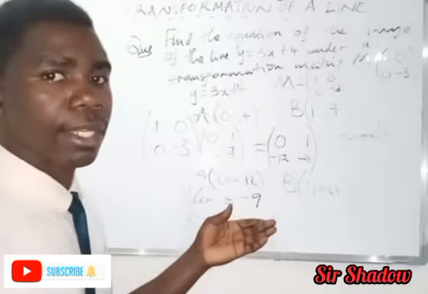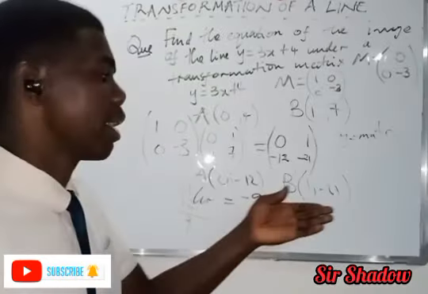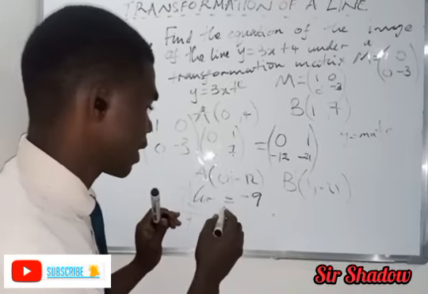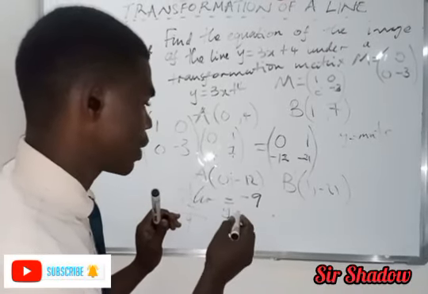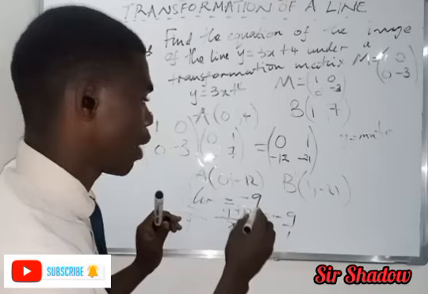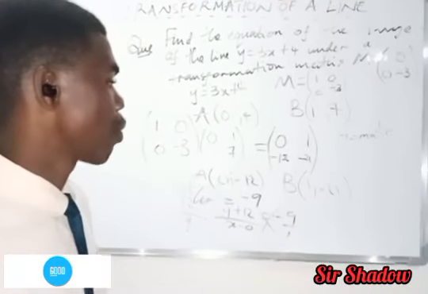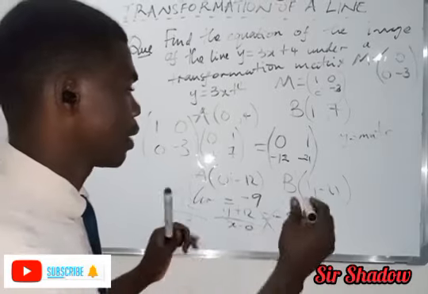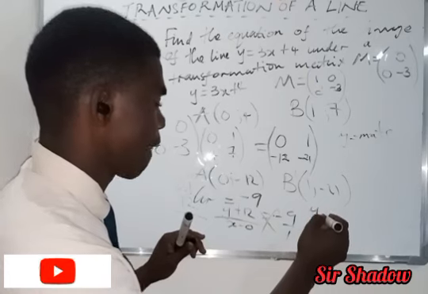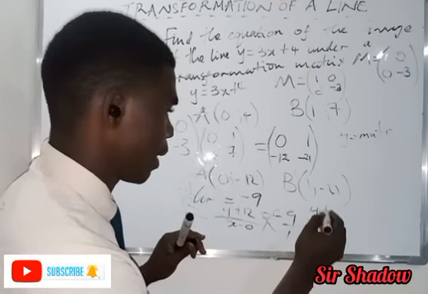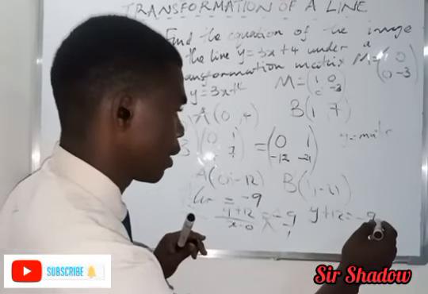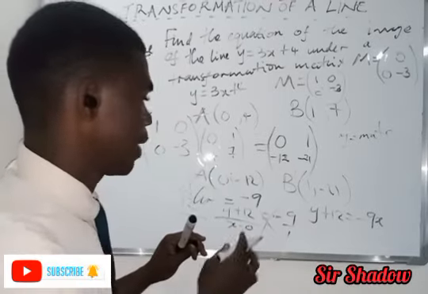Since you have the gradient minus 9, you can actually find the equation of a line using any of these two points. So we just say y minus 12, which is y plus 12, over x minus 0 is equal to minus 9 over 1. Cross multiplication in order to find the equation of a line. So the equation of a line is given by this one: y plus 12 equals this one by this one, minus 9x, this one by this one becomes 0.